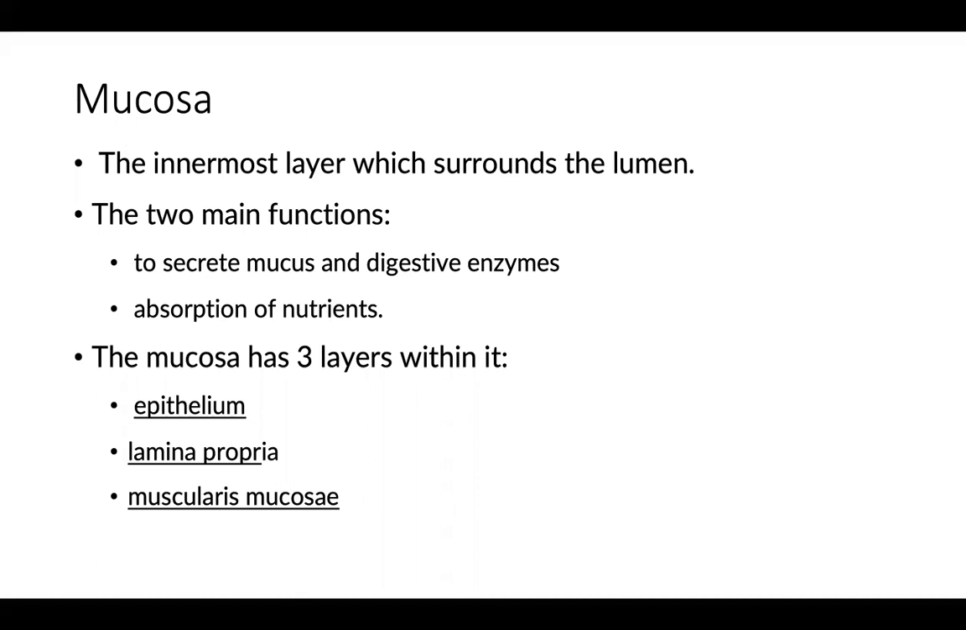And then lastly, the muscularis mucosae is a thin layer of smooth muscle. It pulls the mucosa of the stomach and small intestine into folds. And what these folds primarily do is increase the surface area, which helps aid in the absorption of our food and nutrients and the digestion.